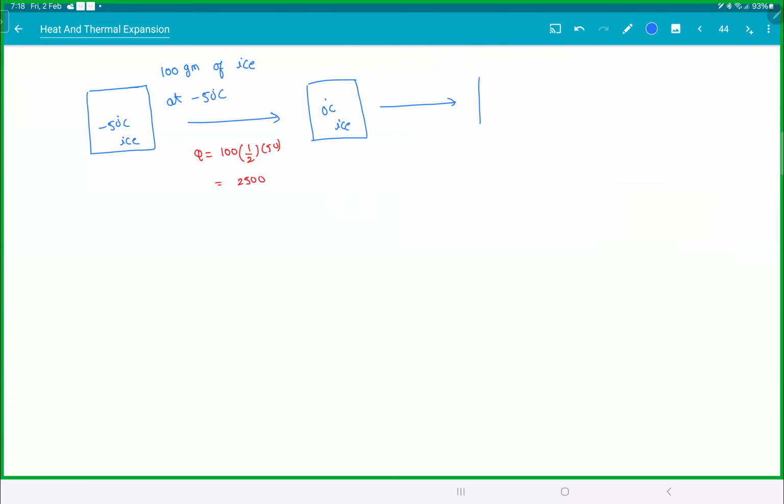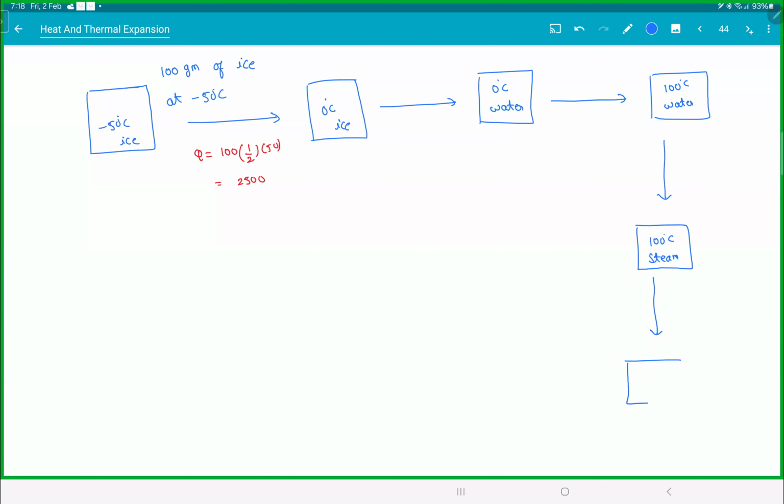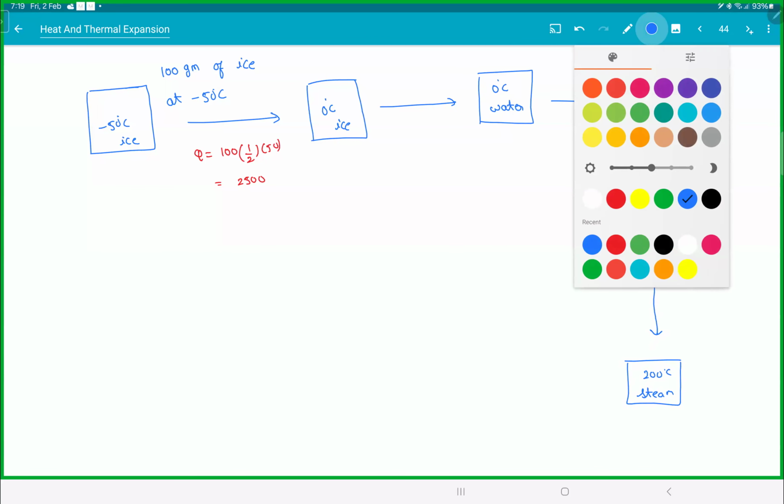Then from ice, you become 0 degree water. From 0 degree water you become 100 degree water. From 100 degree water, you become 100 degree steam. Then 100 degree steam, you'll travel to 200 degree steam. This is the order. See if you skipped any step in the middle. Within the same state, you first have to reach the melting point and boiling point, and then you have a phase change.